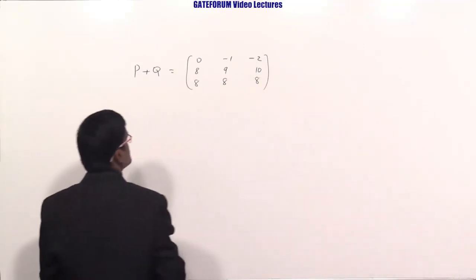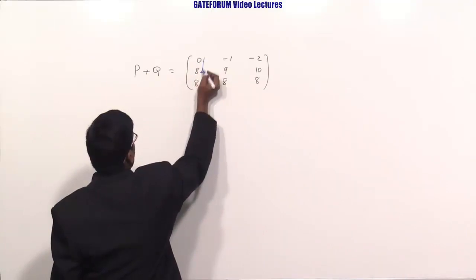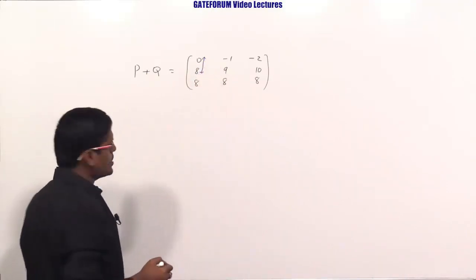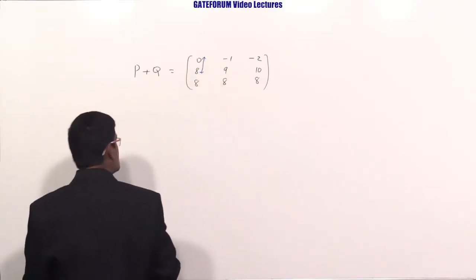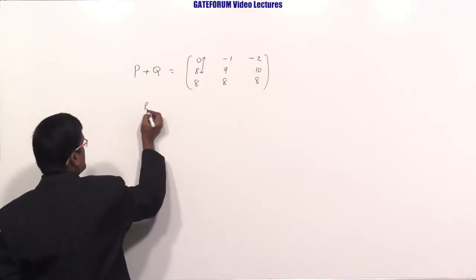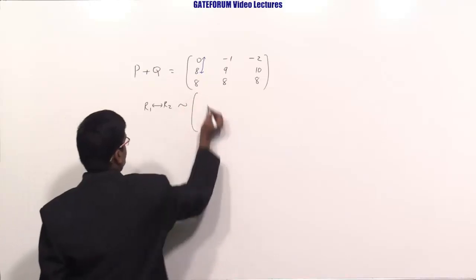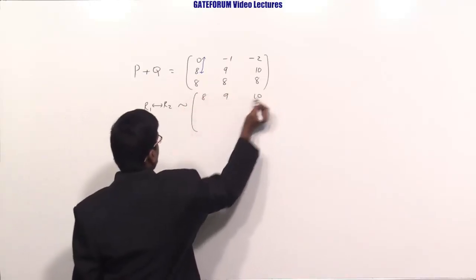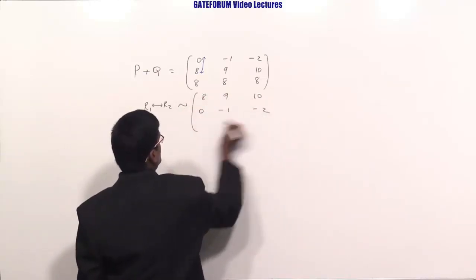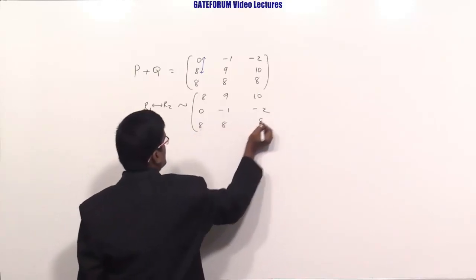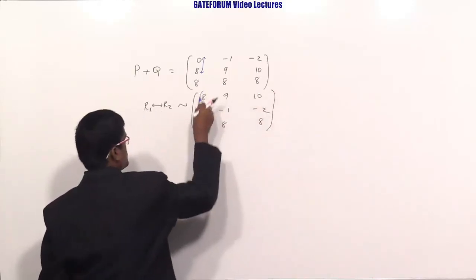form. So first I want to interchange these two rows because the first diagonal element is 0. We cannot make the element below it 0. So applying R1 interchange R2, it is equivalent to 8, 9, 10; 0, minus 1, minus 2; 8, 8, 8. So this is the first non-zero element in the first row.